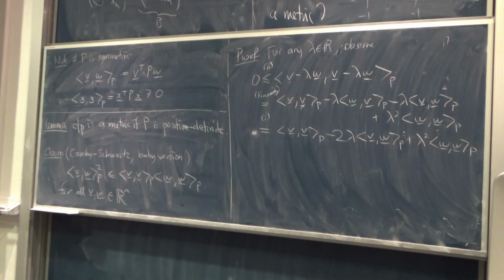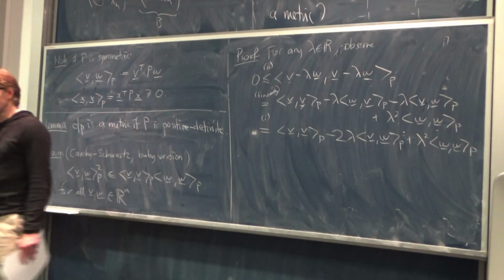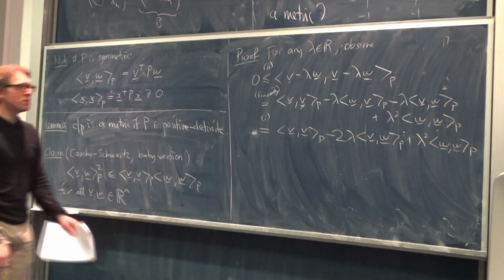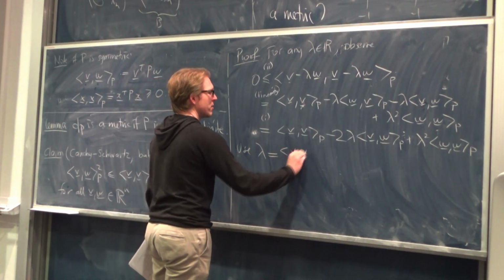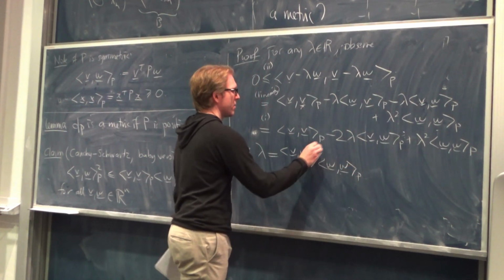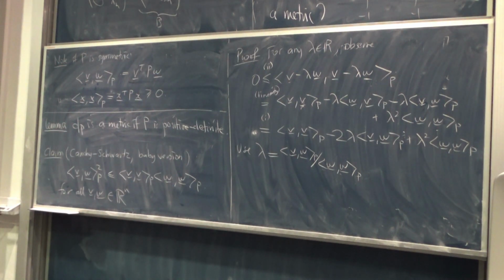Right, so now is the magic trick. Observe, we fixed V and W, and this is true for all lambda, right? So I get to pick lambda, and it's still true. So we just use lambda to be this number: the pairing of V with W divided by the pairing of W with W. Again, this is the first time we've used condition 3, to see that it actually is a number. That is, we're not dividing by 0.